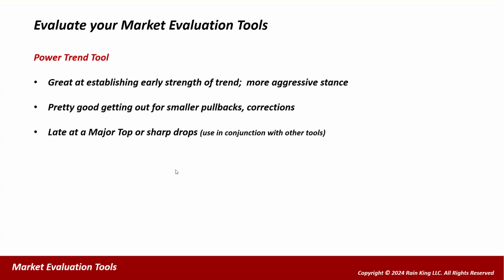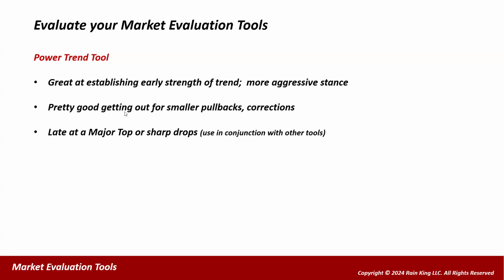So one of the tools that I know IBD uses, and a lot of people use, is really the power trend tool. So I want to take a quick look at the power trend. The power trend tool is really helpful. It's great at getting you in early in the trend. If you've got a market that's really strong coming out of the gate from a follow-through day, it helps you get more aggressive and take on more exposure quicker. So it's really good at that, getting you into establishing a trend.